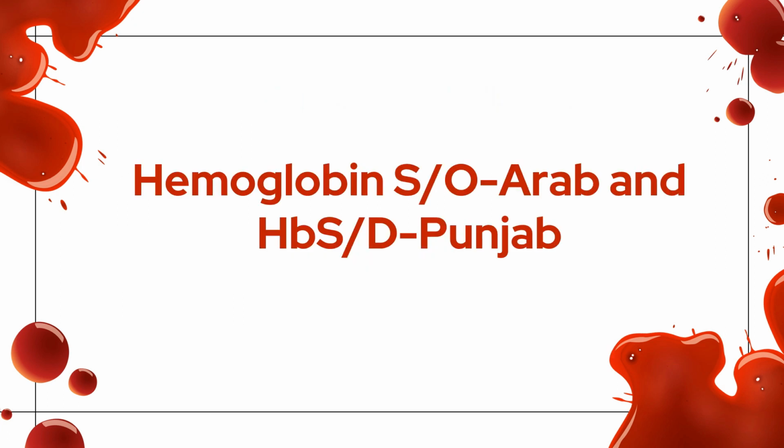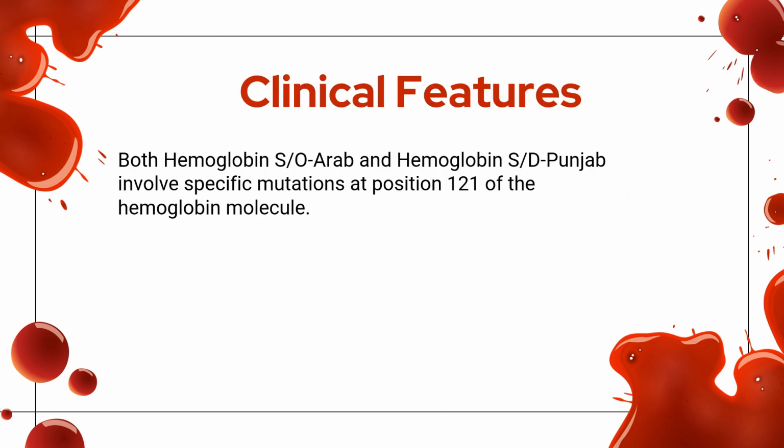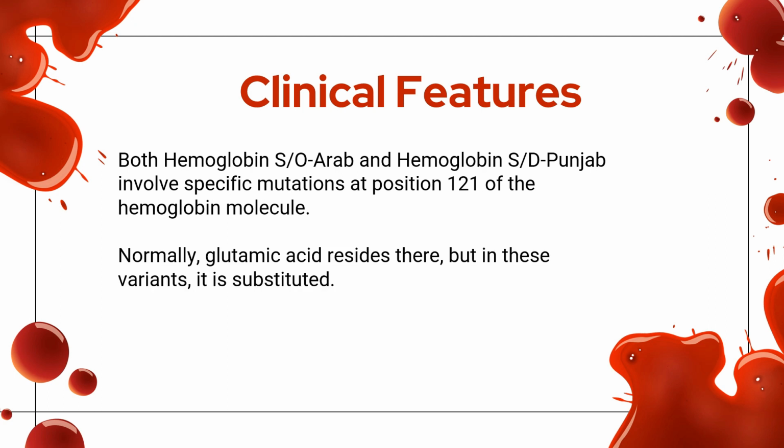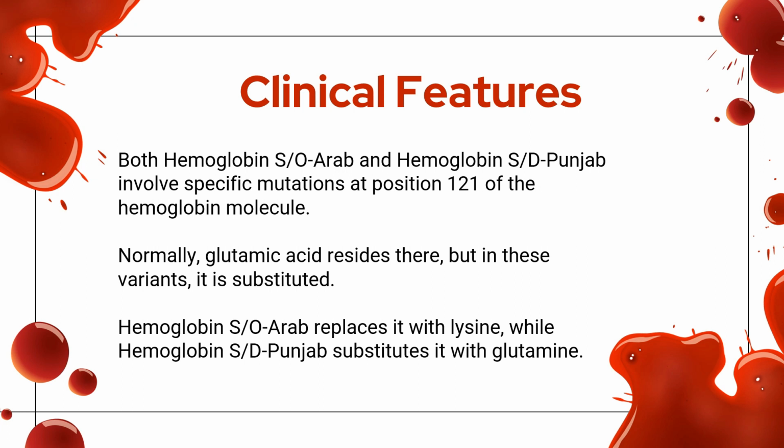Hemoglobin S/O Arab and hemoglobin S/D Punjab. These disorders give rise to severe chronic hemolytic anemia and vaso-occlusive episodes. Let's dive right in. Both hemoglobin S/O Arab and hemoglobin S/D Punjab involve specific mutations at position 121 of the hemoglobin molecule. Normally, glutamic acid resides there, but in these variants, it is substituted. Hemoglobin S/O Arab replaces it with lysine, while hemoglobin S/D Punjab substitutes it with glutamine.